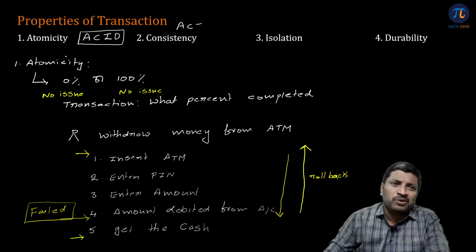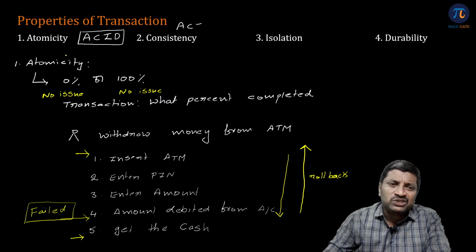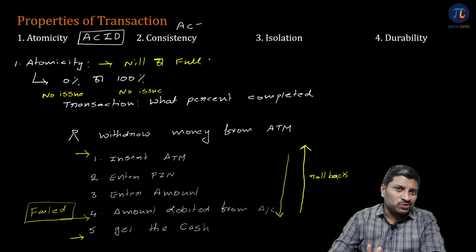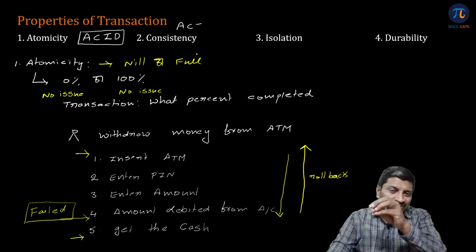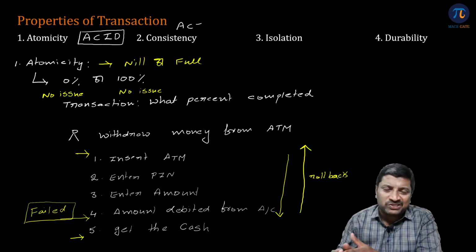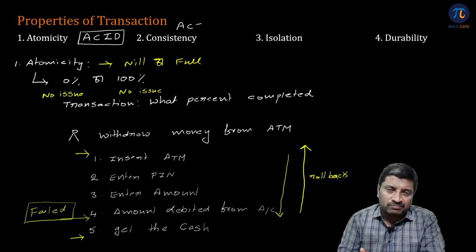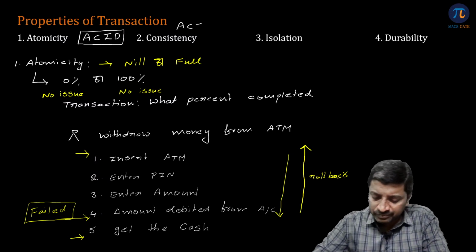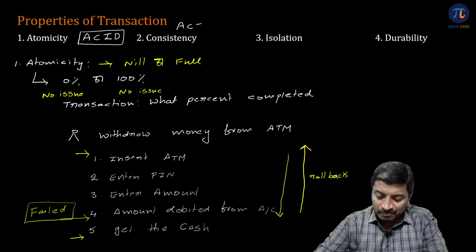So that is the first property, atomicity. In simple words, what is atomicity? Either nil or full. Hope you understood it. Whenever it is stopped in the intermediate, that may be 60%, 30%, even 99%, the manager will roll back. That is the first property.